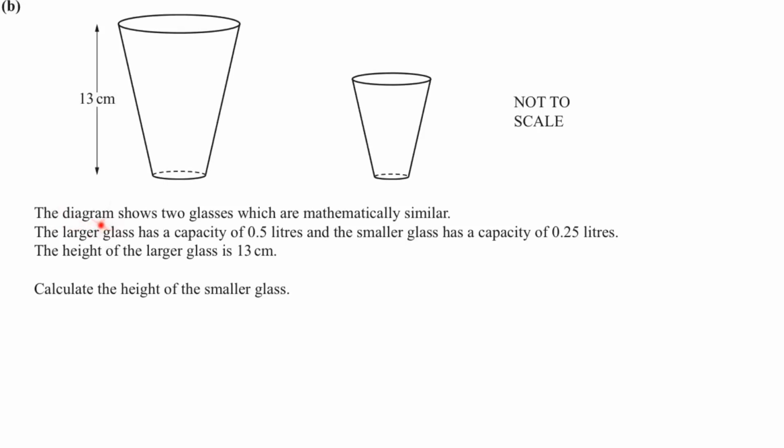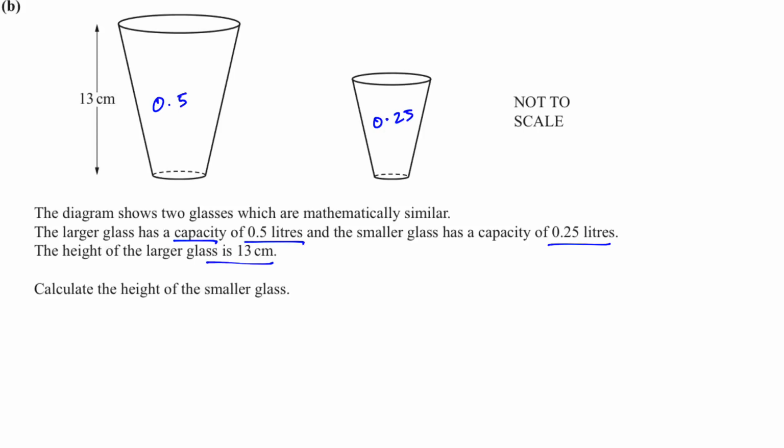In this diagram, we have been given two glasses which are mathematically similar. The larger glass has a capacity of 0.5 liters and the smaller glass has a capacity of 0.25 liters. The height of the larger glass is 13 centimeters. Calculate the height of the smaller glass. Capacity means the volume is given to us. So 0.5 liters is of the big one and 0.25 liters is of the small one.